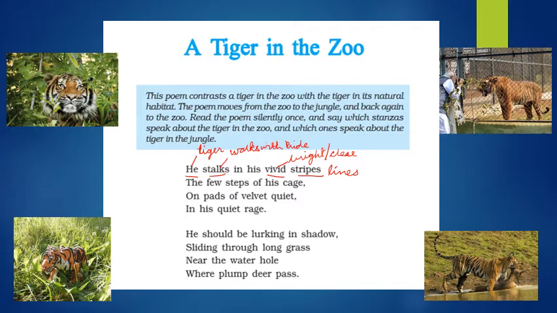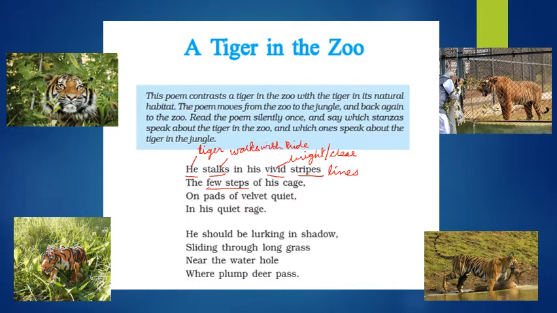The few steps of his cage. And why do you think the poet uses the word few steps? Now the tiger is in the cage and the cage has a very limited space. So that's why the tiger takes a few steps in the cage, I mean in the space available in the cage.